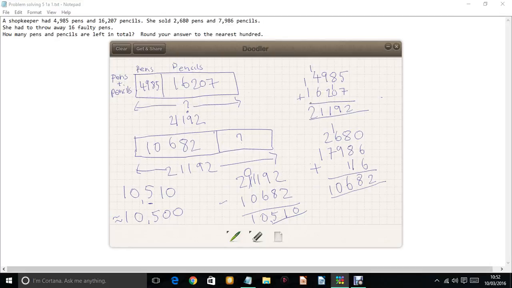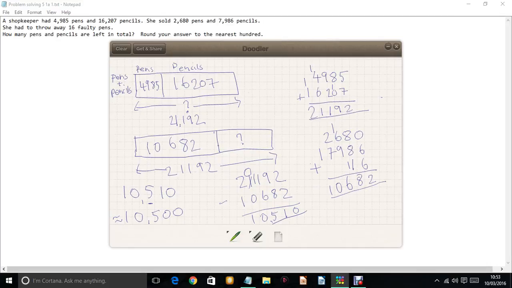I added them together over here, and that brought me to 21,192. So I had 21,192 pens and pencils all together. This then takes me to block 2. I've drawn a big block here very badly, but there it is. This is supposed to be a question mark. The whole value of this block is 21,192. That represents how many pens and pencils I had all together at the beginning.